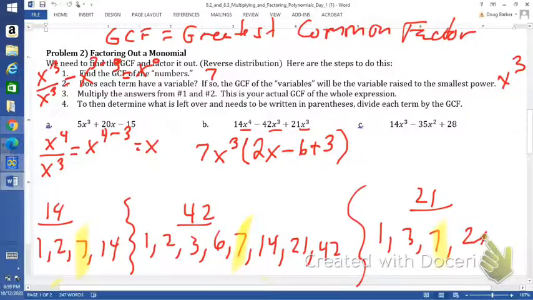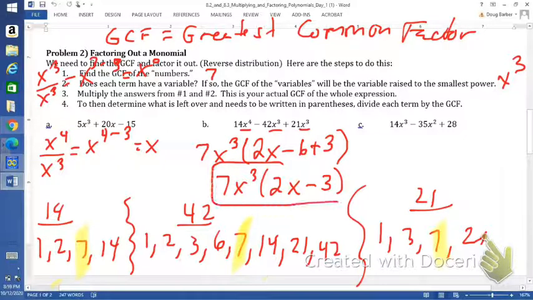And so I can combine like terms inside parentheses. So I'm going to have 7x cubed times 2x. A negative 6 plus 3 is a negative 3. There's your answer.